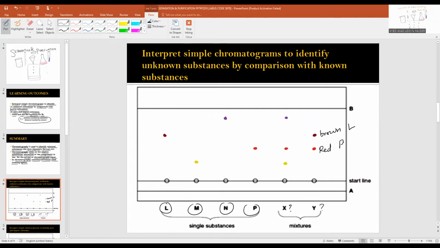Can you identify colors present in X? Here's a hint. X contains yellow, red, and purple or violet spots on the chromatogram. Which means it must contain N, P, and M.